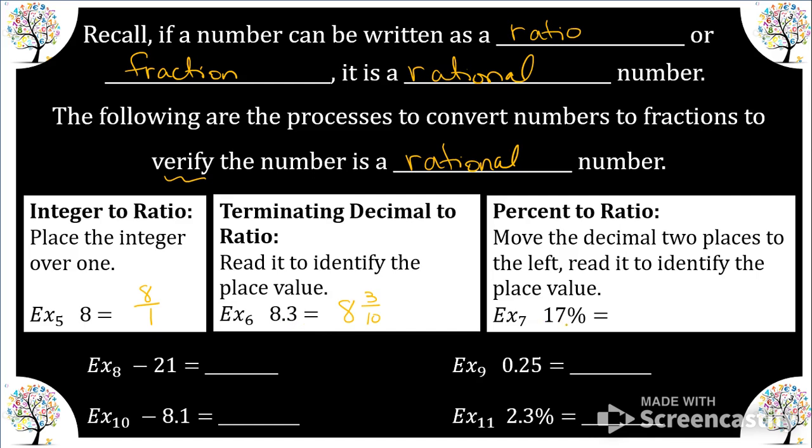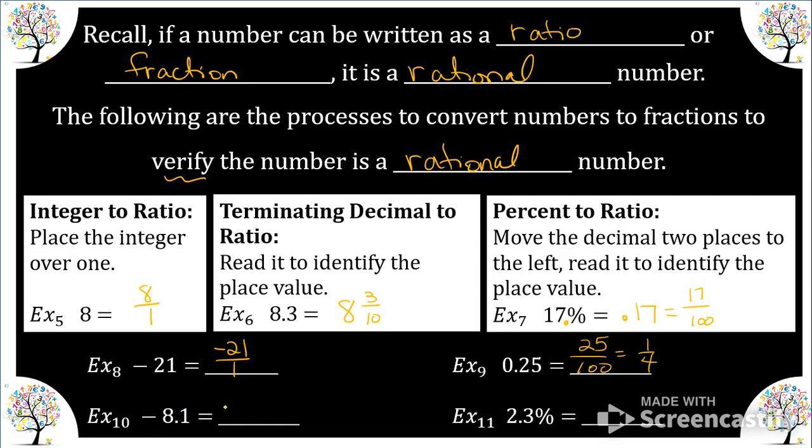Then a percentage, we simply move the decimal, it's understood to be at the end, we move it over 2 places to the left, and then we convert that by saying 17 hundredths. Here we have a ratio, a fraction. Example number 8, here we have an integer, we can place it over 1. 0.25 or 25 hundredths, we can simplify if we want to.